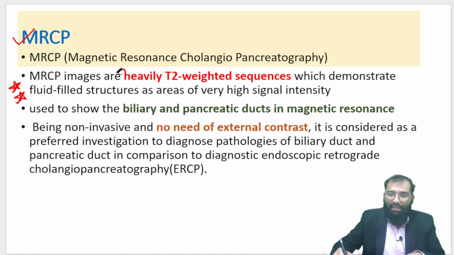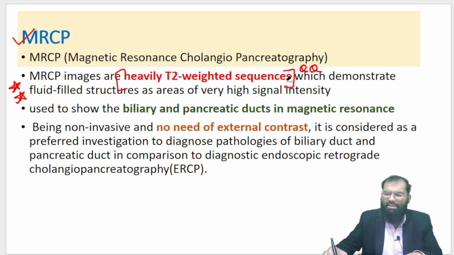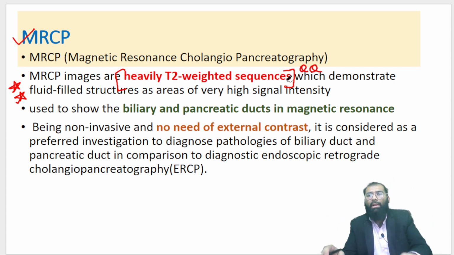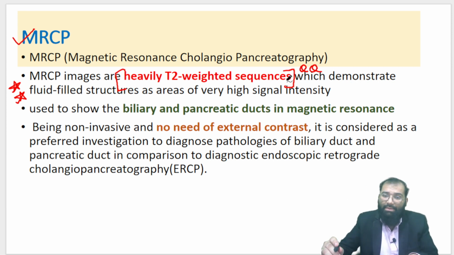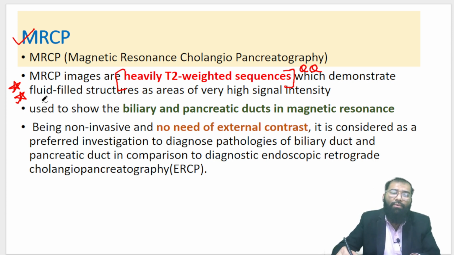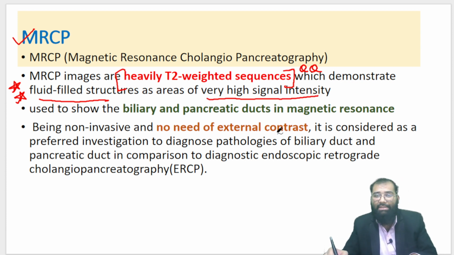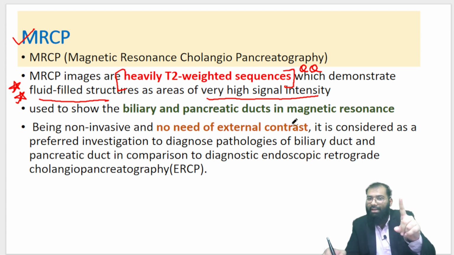These are heavily T2 weighted sequences. Very important. This has been asked so many times in exams. Okay, it's a heavily T2 weighted sequence, very important statement. And so what will you see? All fluid filled structures would be very high in signal intensity. So this is basically MRI imaging, heavy T2 weighted images, and fluid filled structures will show high intensity.